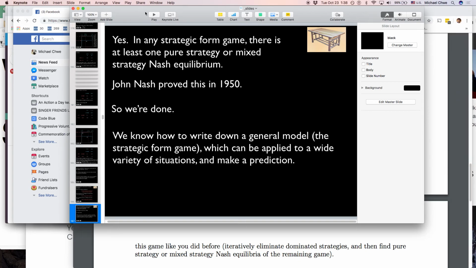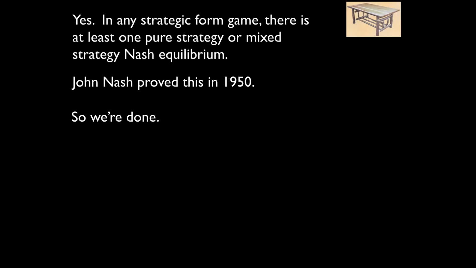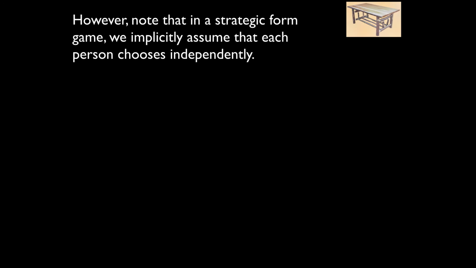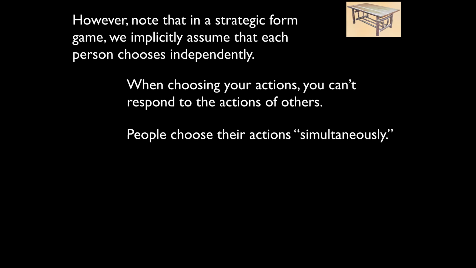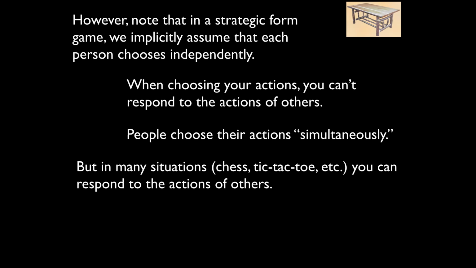Okay, so we're done with this thing. One thing we have, however, implicitly assumed throughout all this is that people choose independently. When you play chess or checkers, somebody makes a move and then you see it and respond to it. None of the things we have that quality. Here people just choose. It's an assumption which is implicit, kind of simultaneous, so that you don't choose your actions in response to the actions of others.